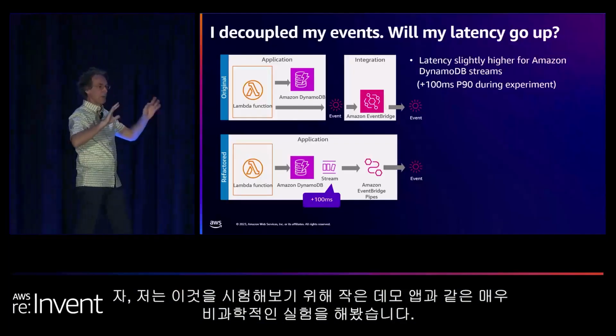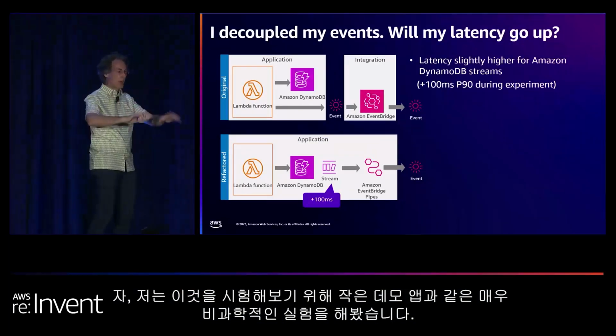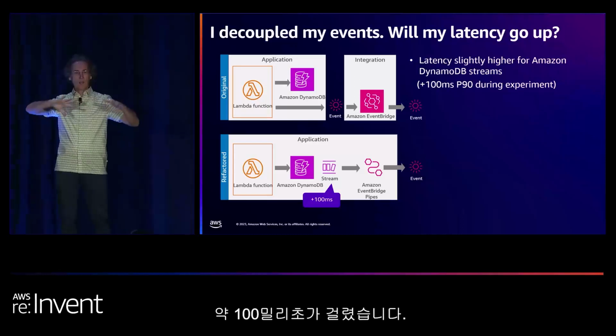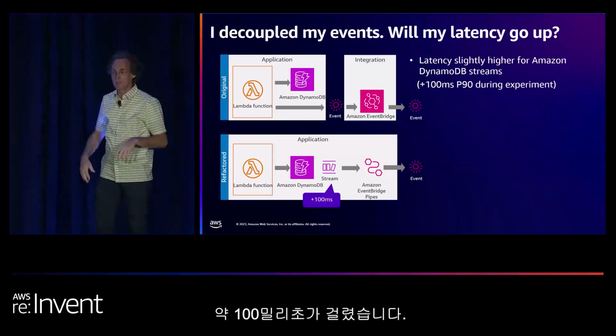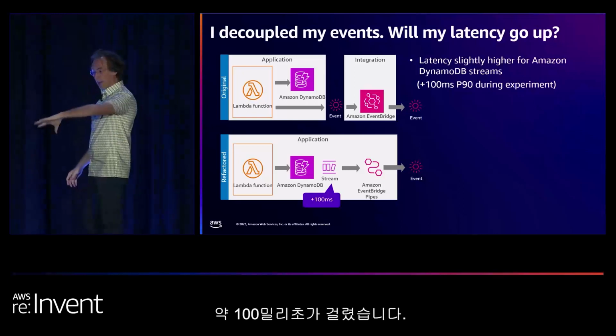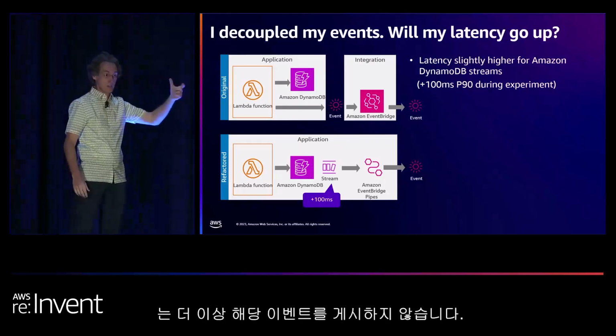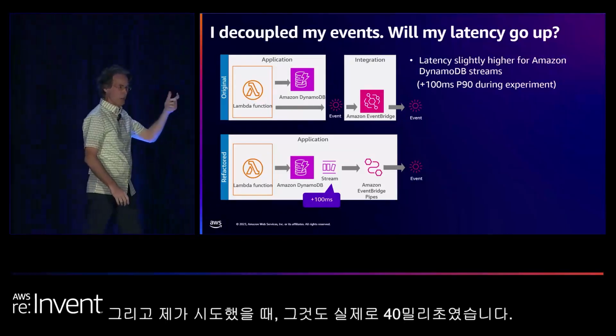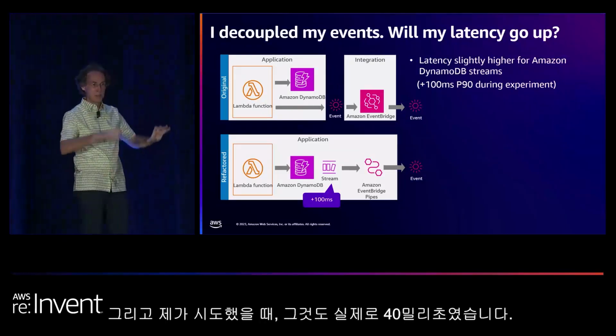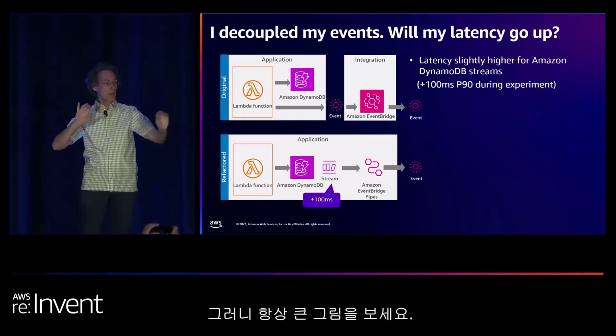Now I've done some very non-scientific experiments, like little demo apps to try this out, and it was about 100 milliseconds that this took. At the same time, keep in mind the Lambda function got shorter. So the Lambda function no longer publishes that event. And when I tried that, there was actually also 40 milliseconds. So always look at the big picture.